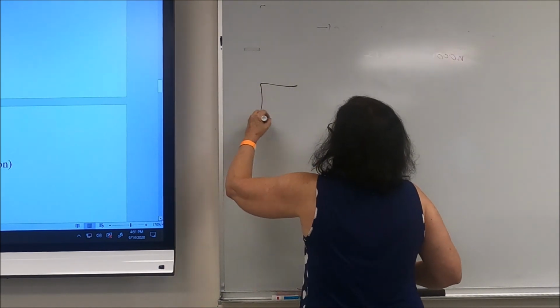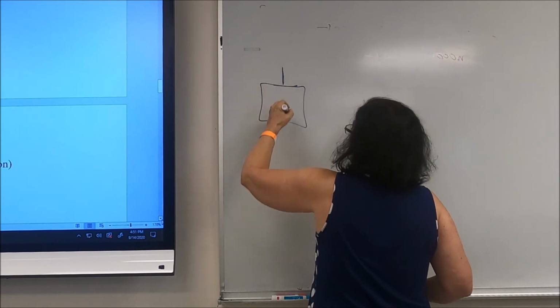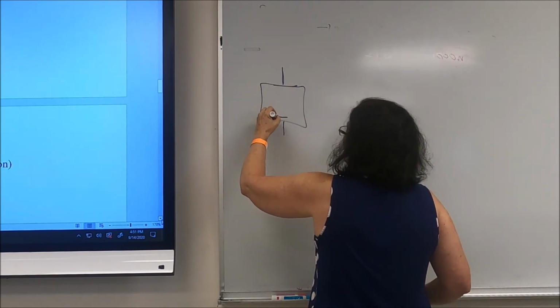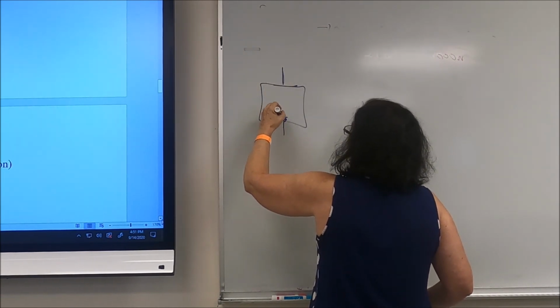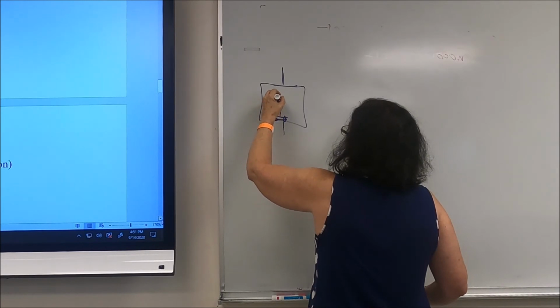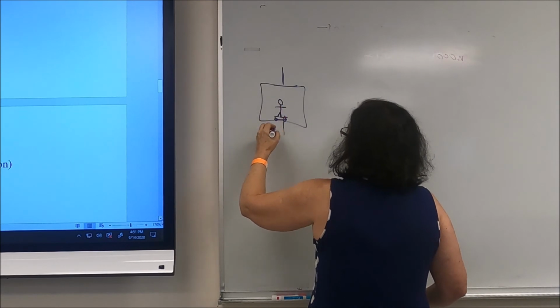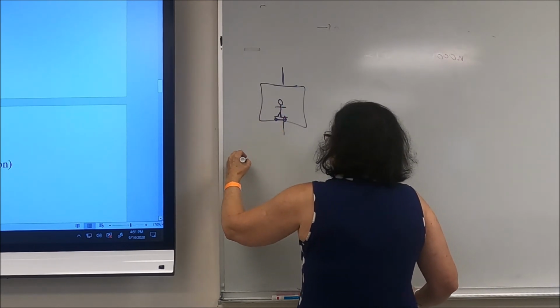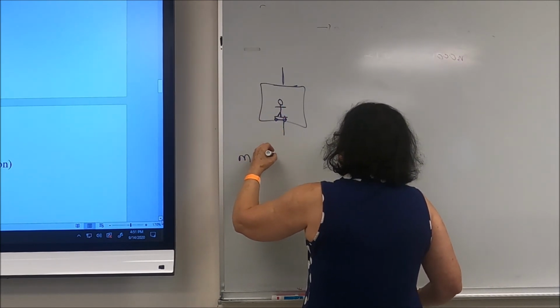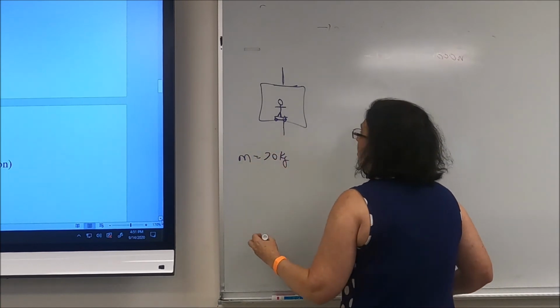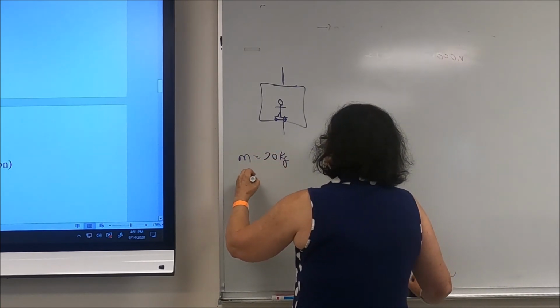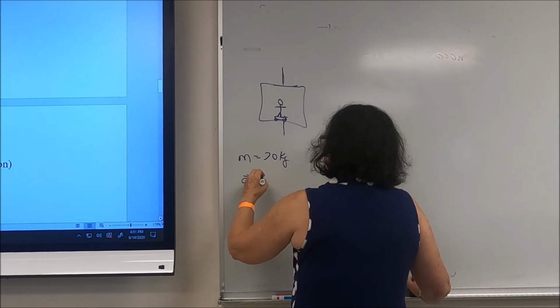So here's our elevator. And we have a scale here. And we have a person standing on the scale. Okay? The mass of our person, let's say, is 70 kilograms. And the acceleration of the elevator is equal to 0.